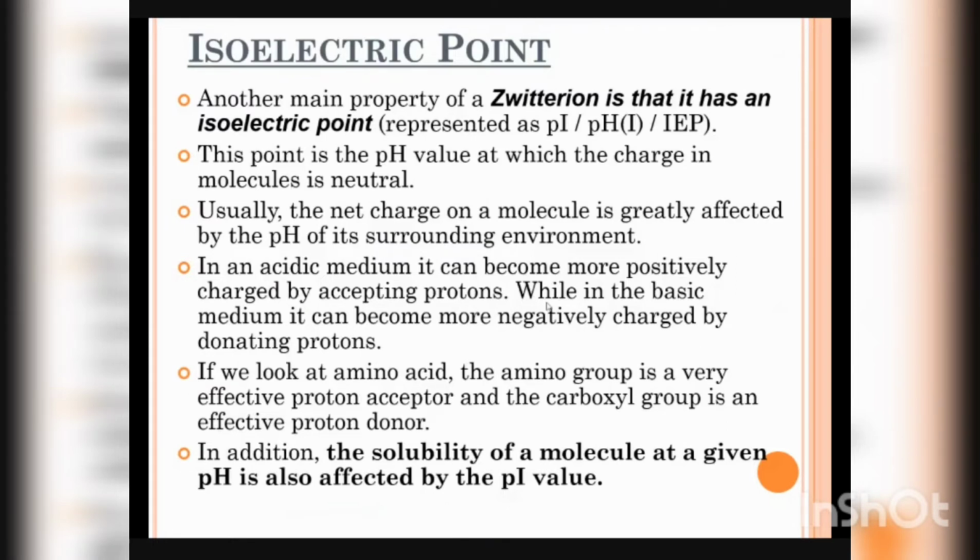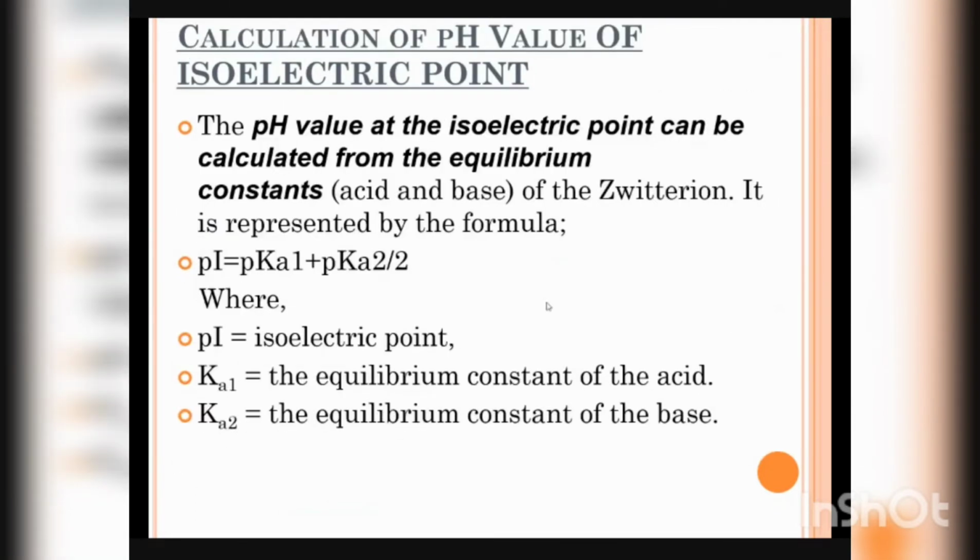If we look at amino acid, the amino group is a very effective proton acceptor, and the carboxylic group, on the other hand, is an effective proton donor. In addition, the solubility of a molecule at a given pH is also affected by its pI value, that is, isoelectric point. Here comes the calculation of the pH value of the isoelectric point.